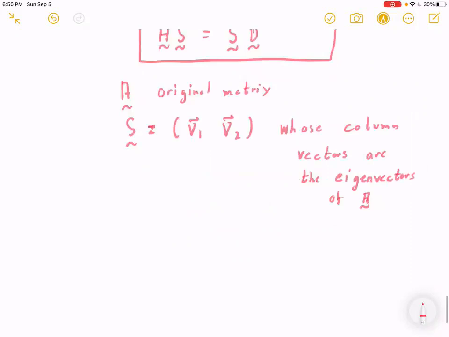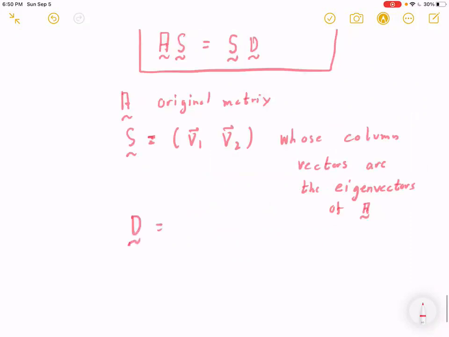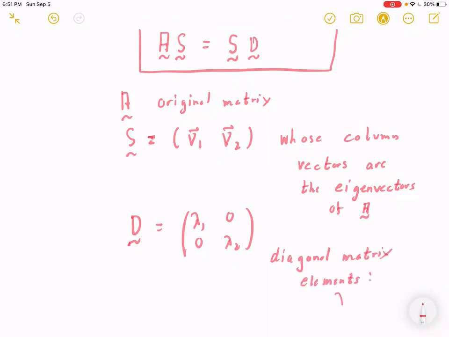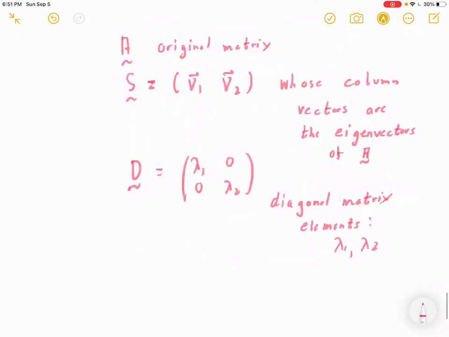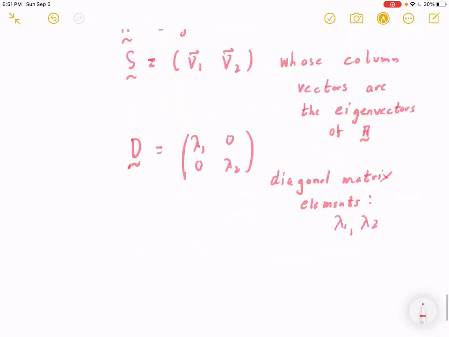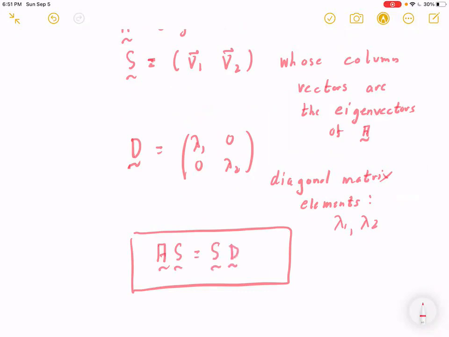and D is a matrix that's diagonal. But it's more than diagonal. The diagonal matrix elements are in fact the eigenvalues for the problem, lambda sub 1, lambda sub 2. So again, A acting on S gives you S back times D. It's not D acting on S. So that's something you'll check in problem set 11.